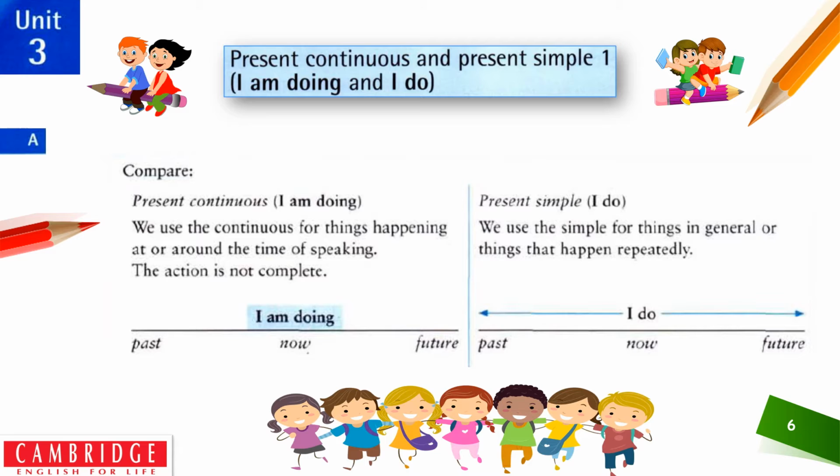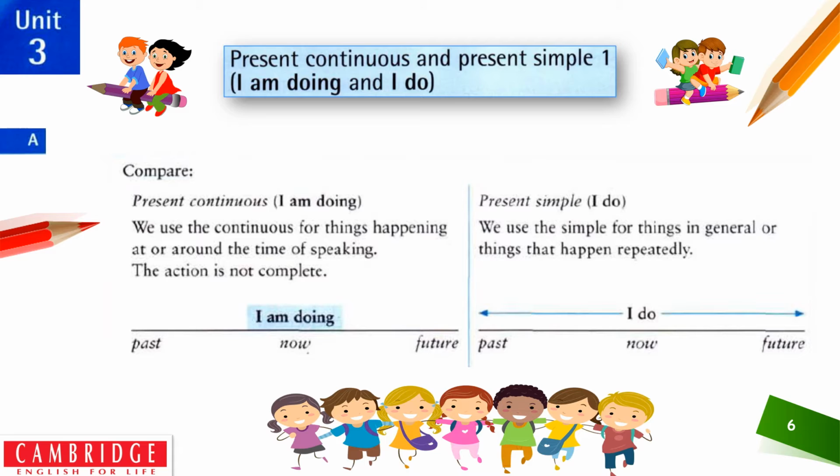Students, today we are going to learn present continuous and present simple. Today we are going to see the difference between present continuous and present simple. Here we go. Let us compare. Present continuous, I am doing. We use the continuous for things happening at or around the time of speaking. The action is not complete.